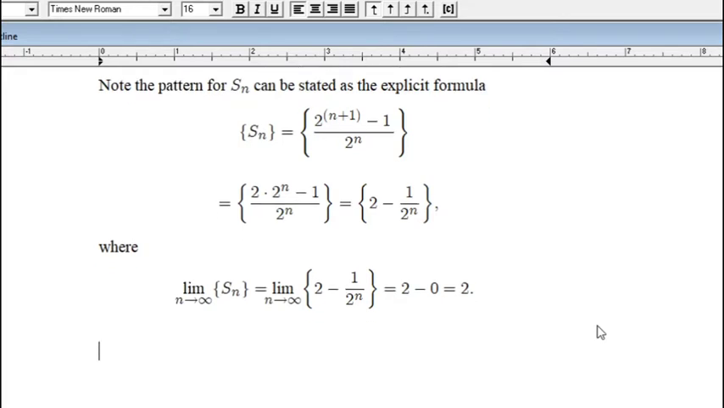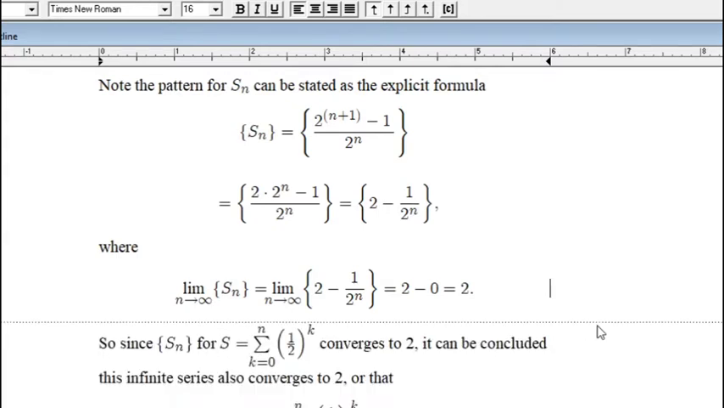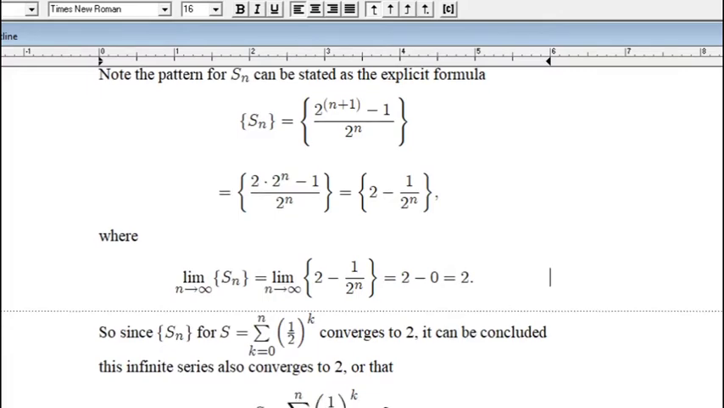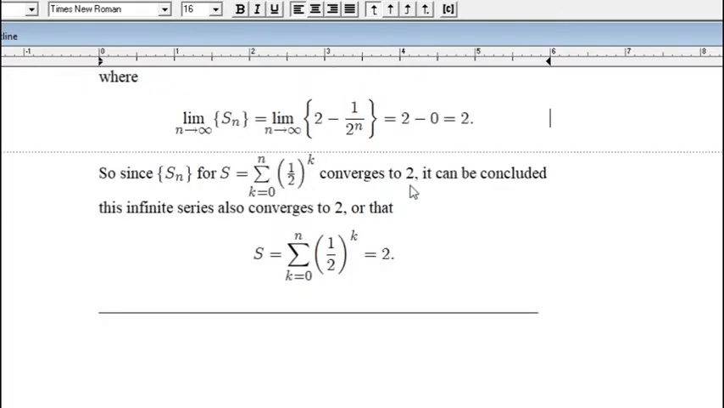Now, what does that all mean? Well, first of all, it means that the sequence of partial sums converges to the value of 2. And if we conclude that the sequence of partial sums converges to the value of 2, we can further conclude that the infinite series also converges to the value of 2. So when we think about the value of S being the summation from k equals 0 all the way up to infinity of the quantity 1/2 raised to the kth power, that infinite summation doesn't grow without bound. It converges on a particular value, and that value is 2.